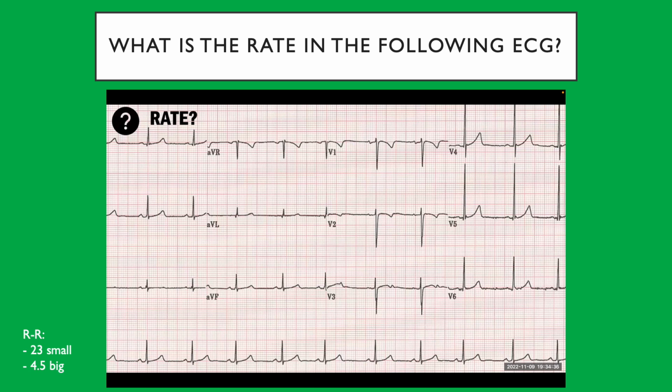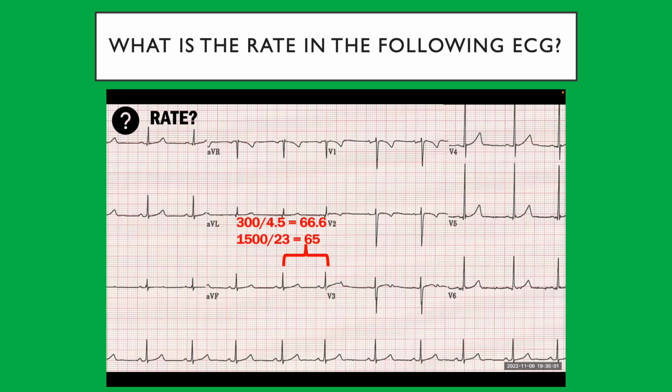23 small squares or 4.5 big squares. So what is the heart rate? Yeah, it's regular, okay, good. But now I'm giving you the distance, so what is the heart rate? Like 85? Okay, so it's 65. It's from the rule of 300.